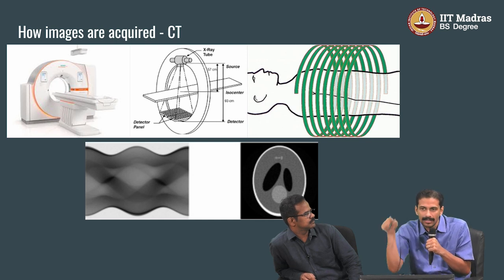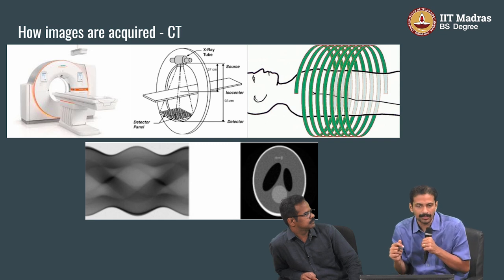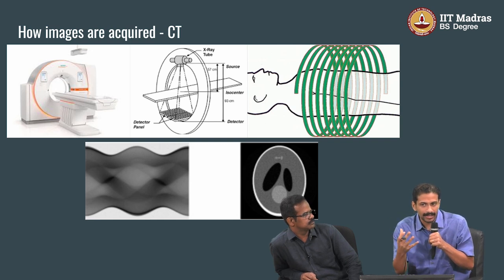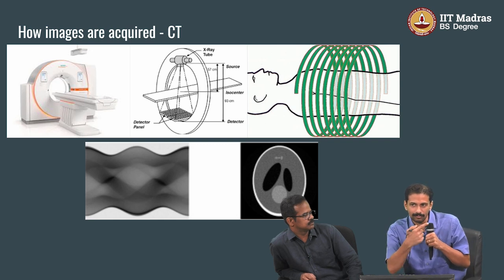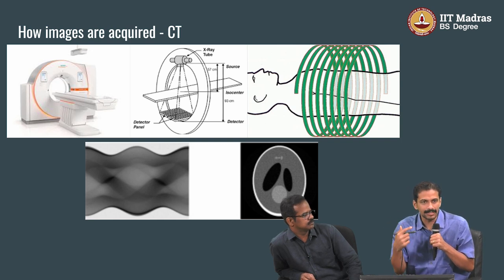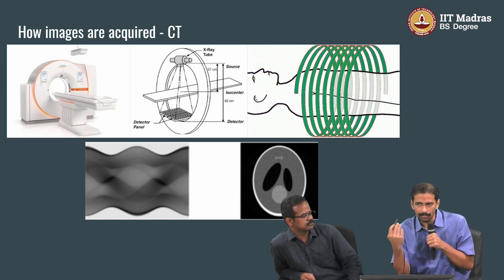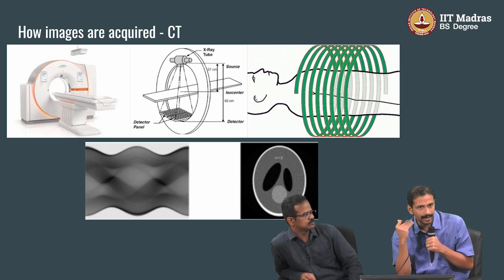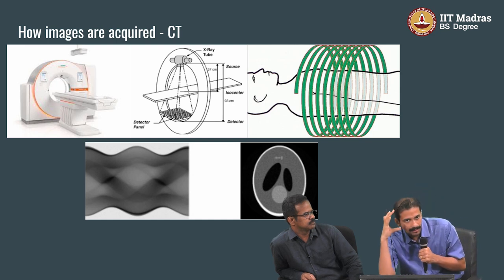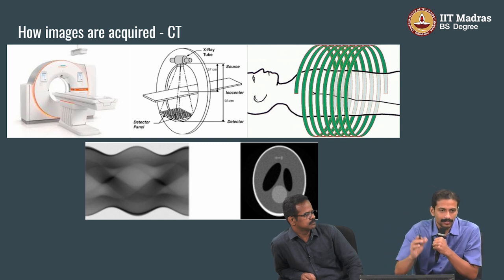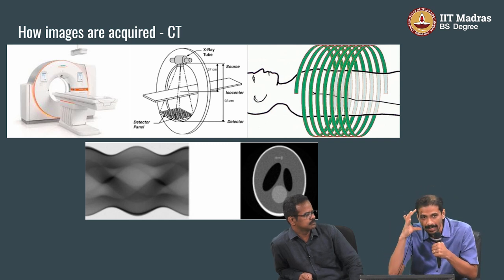So when the tube and the detectors are moving round and round, the patient is going through, so it collects the data from 360 directions. The data is collected as the X-rays pass through, and that is how a CT is done. When the tube and detector go round and round and cover the entire head, it means the entire volume of data is captured by the detector.